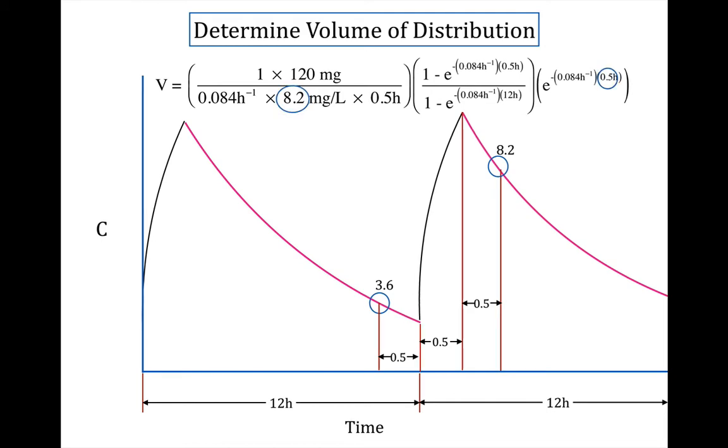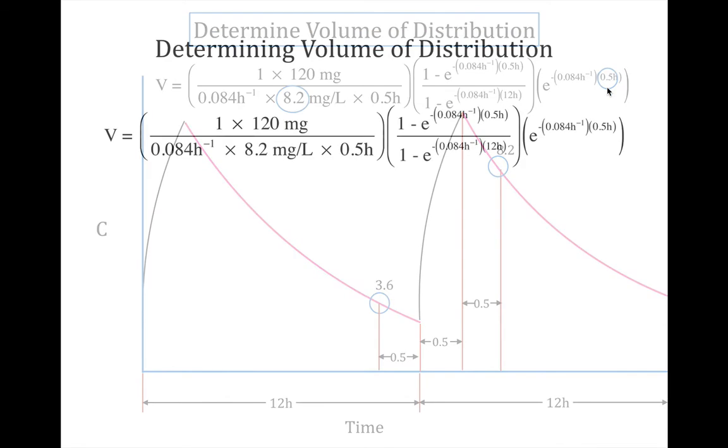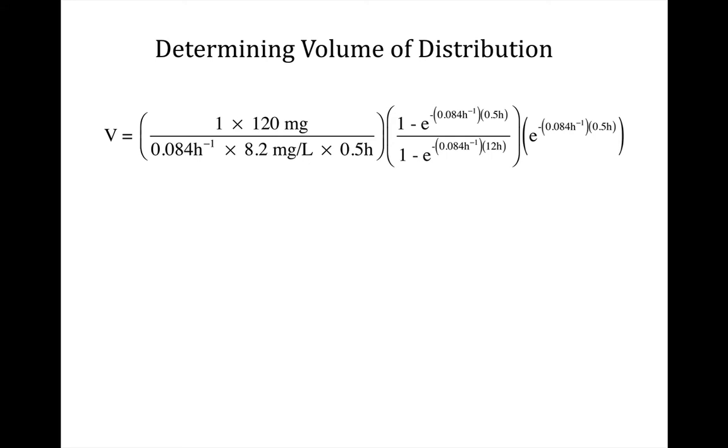If we use the concentration of 8.2 milligrams per liter, it's important that we use the time after the end of the infusion that was drawn, or 0.5 hours. If we plug 8.2 in and the 0.5 hours, the volume of distribution is reported as 21.64 liters.